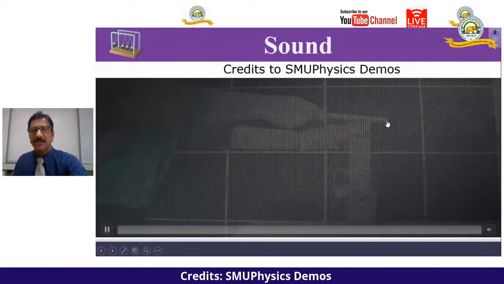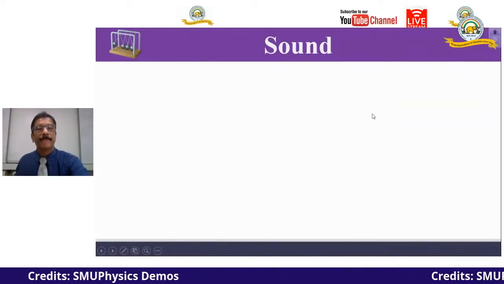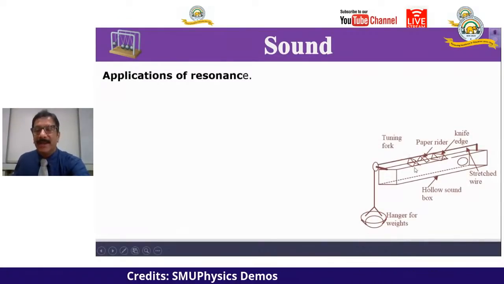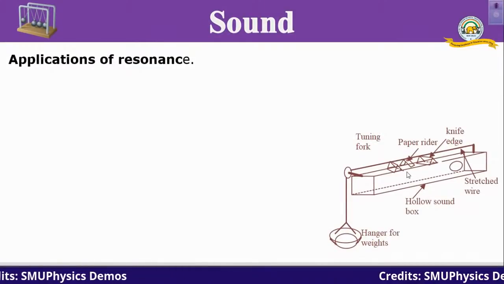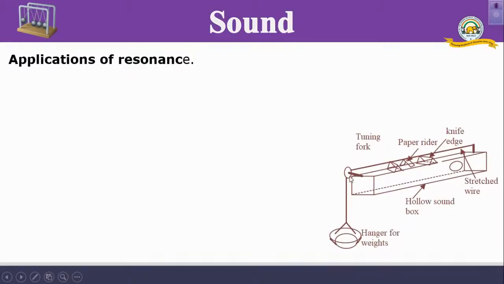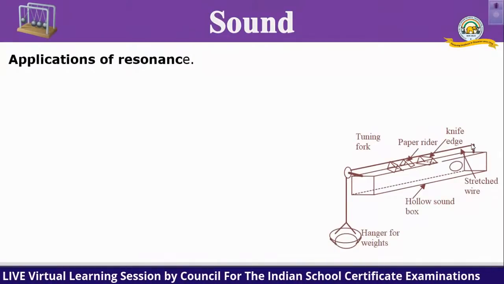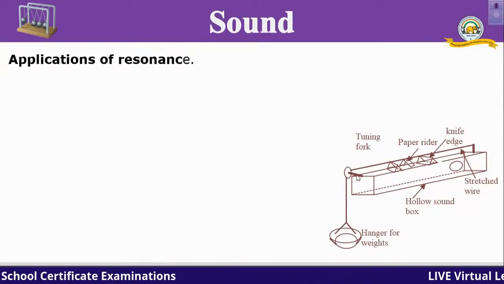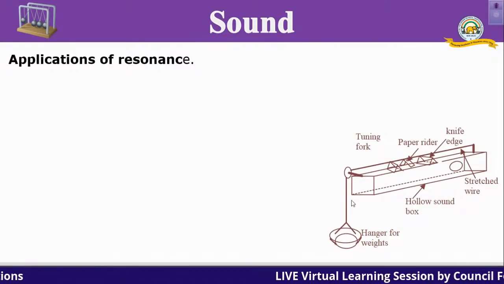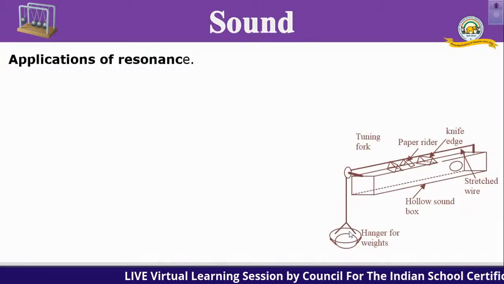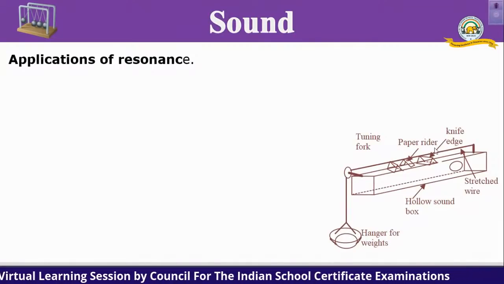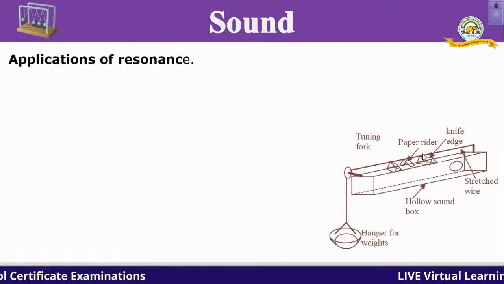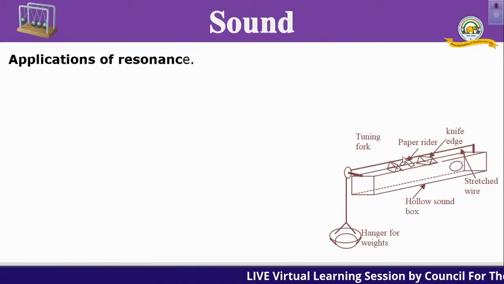Now, let us go to the next example. Sonometer. Now, sonometer is a device which is a hollow box. On the top of the box, there is a fixed support. To that support, you tie a wire and pass it over a pulley, which is fixed at the edge of the other end of the sonometer. And there is a pan in which you can place the weights. We call it a hanger, to change the tension in the string. Below the string, there are two knife edges kept. And there is a length of wire between these two knife edges.